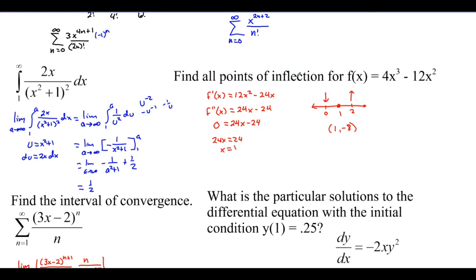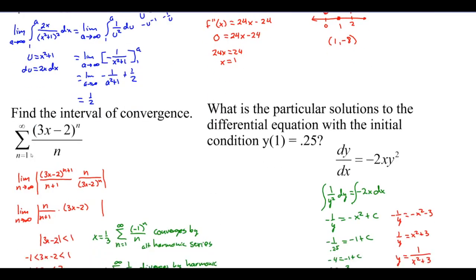Find all points of inflection for 4x to the third minus 12x squared. Here's the first derivative, second derivative, set equal to 0. X is 1 is a potential point of inflection. If we plug 0 in for the second derivative, we get negative 24. If we plug 2 in, we get 24. So there is a point of inflection at the point 1, negative 8. We plug 1 in, we get 4 minus 12, that's negative 8.